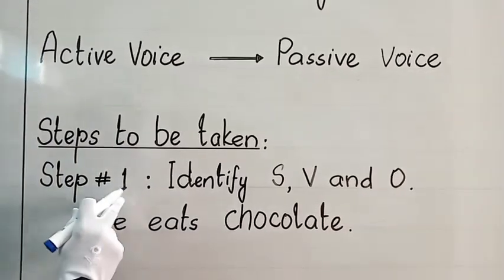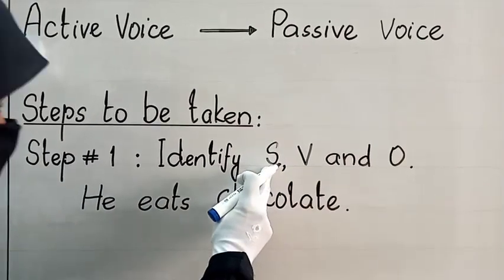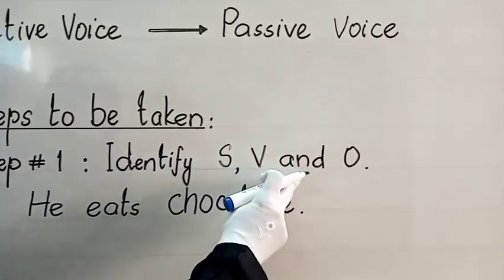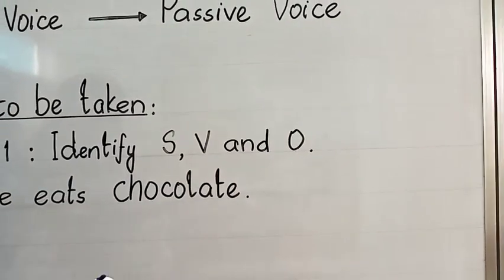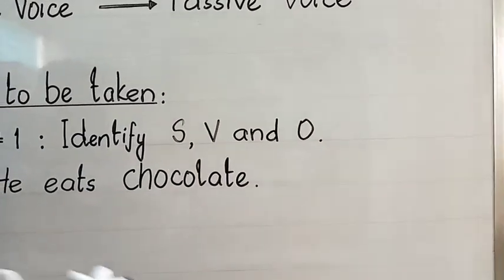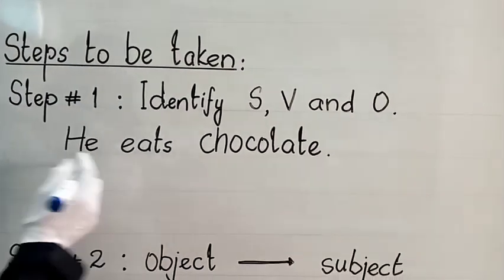Step number 1 is that we should identify the subject, verb and object of a sentence. सबसे पहले हमें ये समझना होगा कि एक सेंटेंस के अंदर सब्जेक्ट क्या है, वर्ब क्या है और ऑब्जेक्ट क्या है. So look at the sentence.